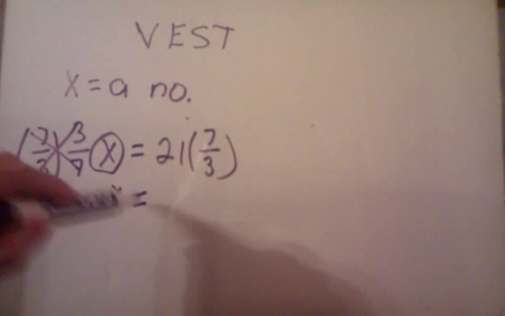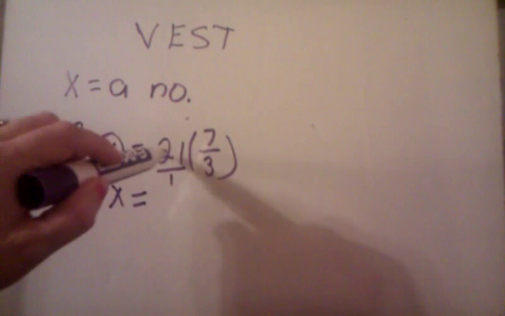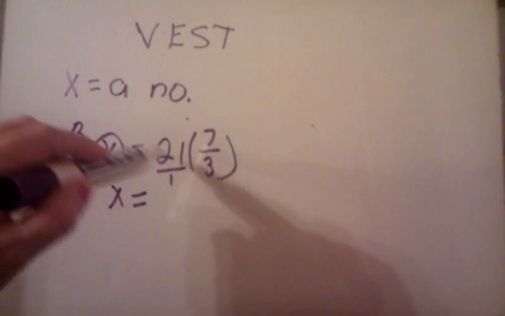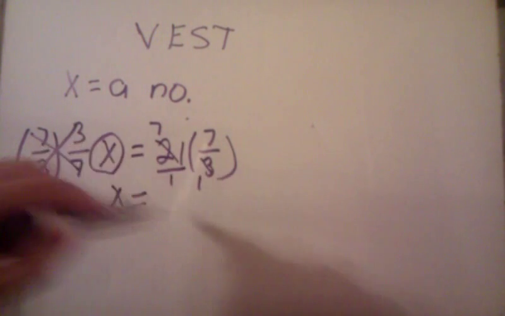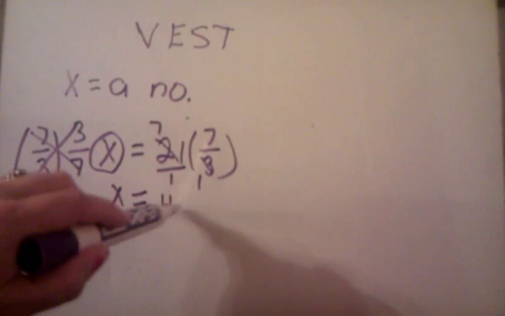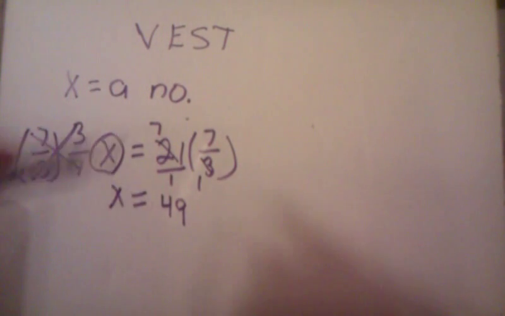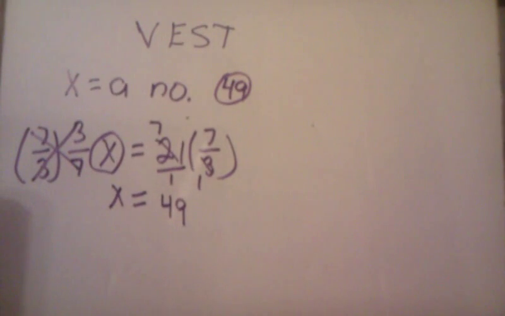X equals, can I cancel anything? Well, I have a 3 and a 21. Can I divide 21 by 3? Yes, I can. This is going to be 7. 3 divided by 3 is 1. 7 times 7 is 49. 1 times 1 is 1, so I don't have to put it. So x is 49. How did you do? Do you remember how to do that? Go to number 3.